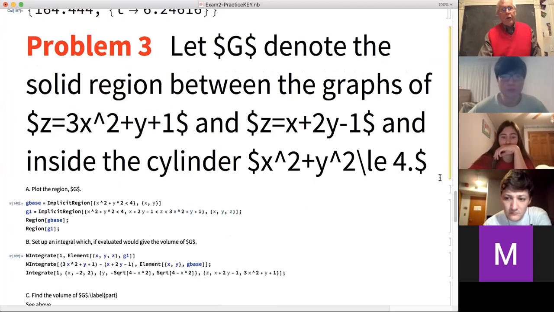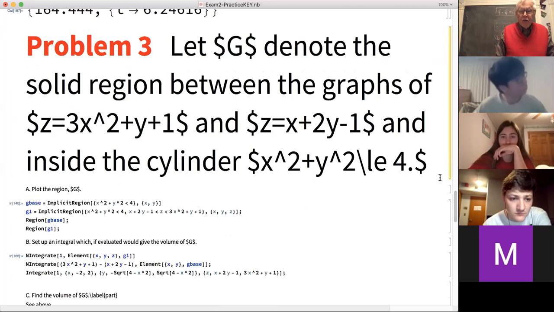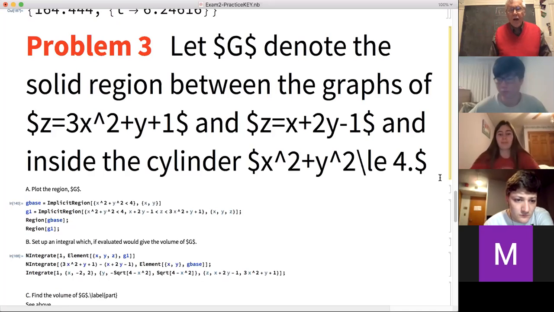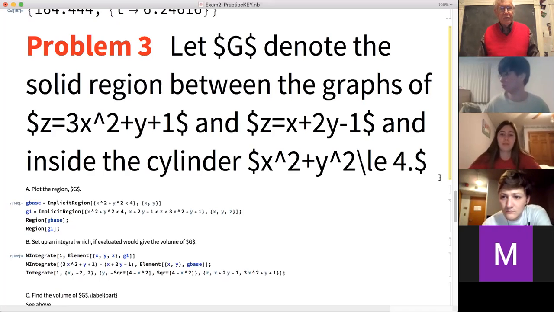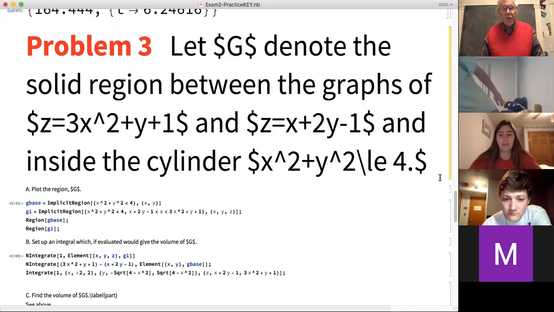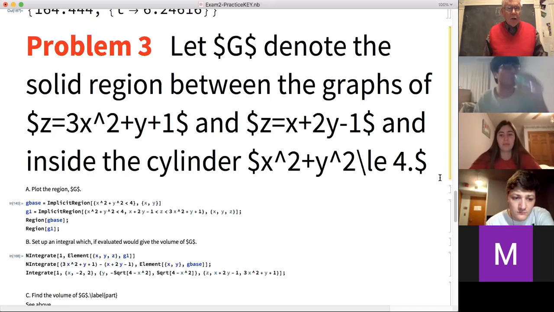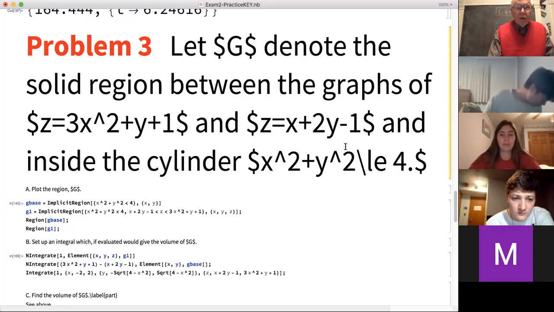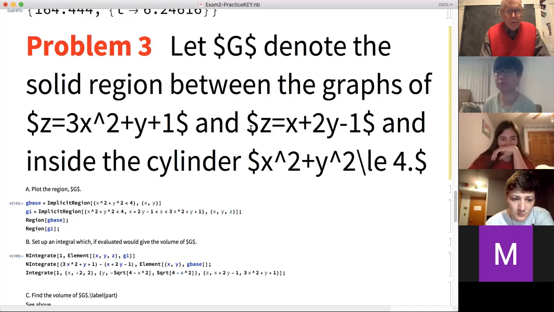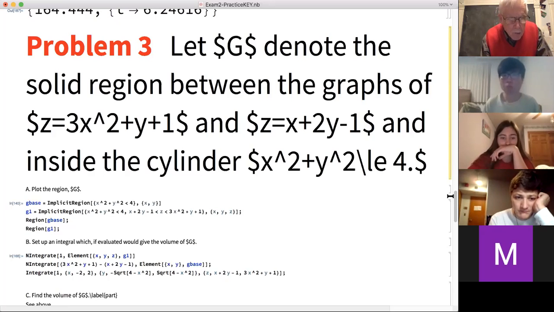G is the solid region between these two graphs and inside this cylinder. So how would you do this? Well, it's between these graphs. So Z, if you're looking at an implicit region, Z will be in between these, but you have to figure out which one is bigger and which one is smaller.